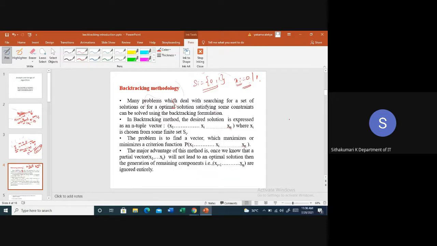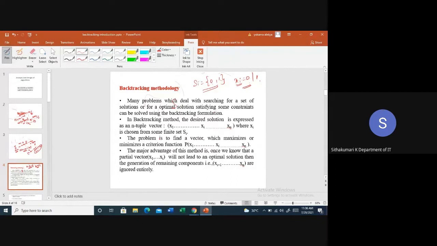So here, as I told you, in the backtracking method, the desired solution is expressed as an n-tuple vector x1, x2, xi up to xn, where xi is chosen from a finite set Si. The problem is to find a vector which maximizes or minimizes the criteria function P of x1 to xn. The main advantage is that instead of going with m number of trials, we can get a solution with fewer trials.